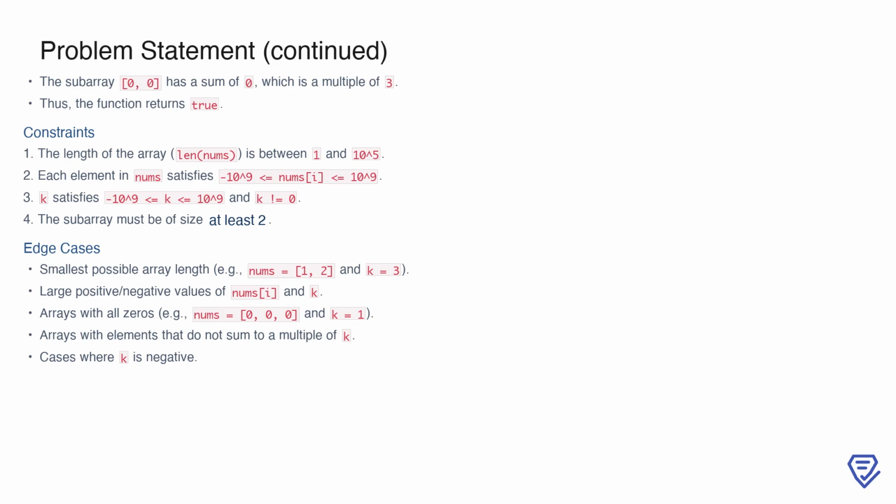Now, let's consider the constraints and edge cases. The array length can be as small as 1 and as large as 100,000, so our solution must handle both small and very large inputs efficiently. Values in the array can also be very large, either positive or negative, so we need to account for potential edge cases like arrays full of zeros, or when no subarray sums to a multiple of k. Additionally, since k can be negative, our solution must handle that correctly as well.